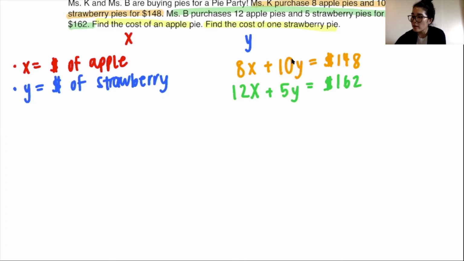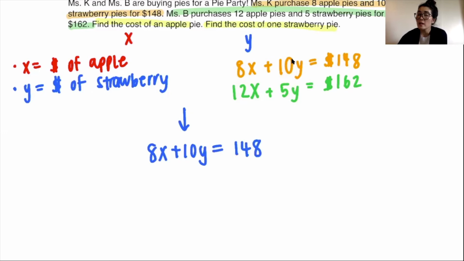So when I do that, let's go ahead and rewrite this here. The first equation is going to stay the same: 8x plus 10y is equal to 148. The second equation is the one that's going to have to change though. So I'm going to have to multiply this. I want to be able to cancel out my y's, and so I need to make this 5 into a 10. So we know that we would multiply by 2 here.